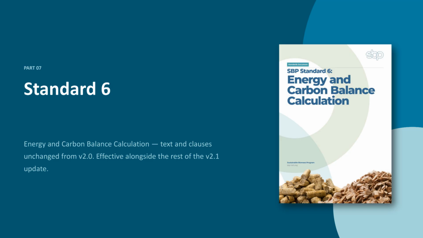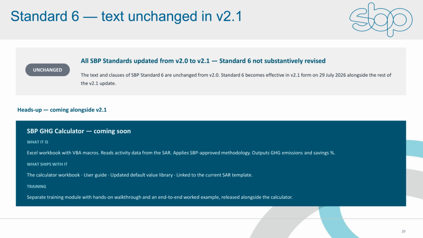We're now moving into Part 7, Standard 6, Energy and Carbon Balance Calculation. The text and clauses are unchanged from 2.0, but Standard 6 becomes effective in 2.1 form alongside the rest of the update. To be explicit, the text and clauses of Standard 6 are unchanged from 2.0. Standard 6 becomes effective in 2.1 form on the 29th of July 2026, alongside the rest of the 2.1 update.